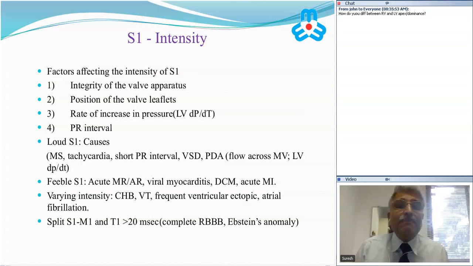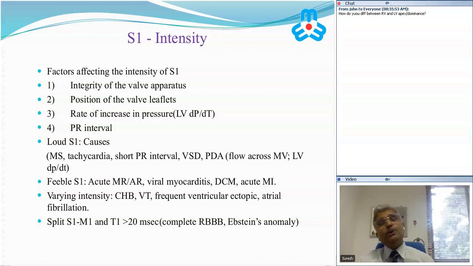Conditions like VSD and PDA have an increased flow across the mitral valve, which will keep the valve open till late in diastole, and also it will stretch the left ventricle and elicit a better dP by dt. So those are the reasons why a first sound is loud.